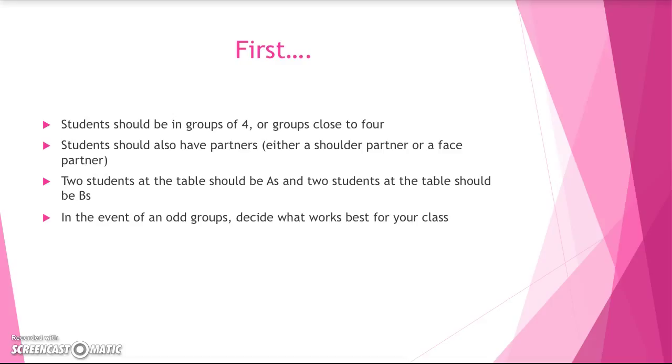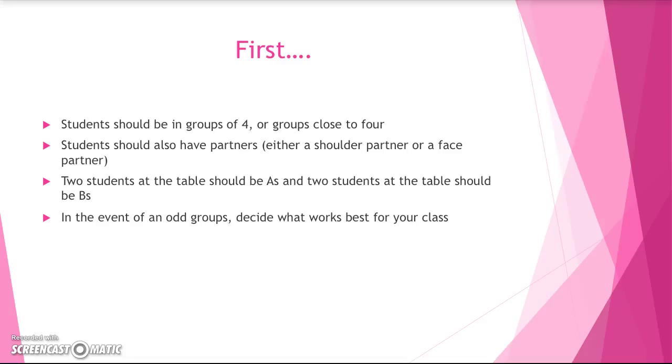Students should also have partners, so they either need a shoulder partner or a face partner. So they'll have one or the other. Sometimes you might ask them to work in their shoulder partners, and other times you might ask them to work with their face partners. Like I said, if you have to use an odd number group, such as 3 or 5, you'll just have to figure it out if students will work in a group of 3 and things like that. So 2 students at the table should be A's, and 2 students at the table should be labeled B's. So you'll have a group and you'll have 2 A's and 2 B's at the group of 4.